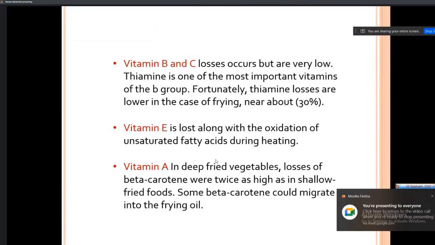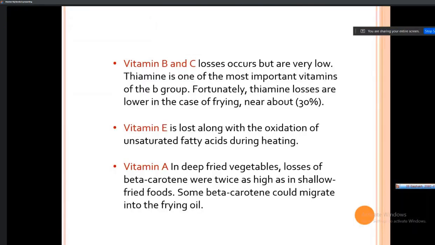There is almost no loss of vitamin A, but in deep fried vegetables, losses of beta carotene are obvious, and beta carotene could migrate into the frying oil. The vitamin A precursor can migrate from food to oil. Right? So this is a drawback of frying.